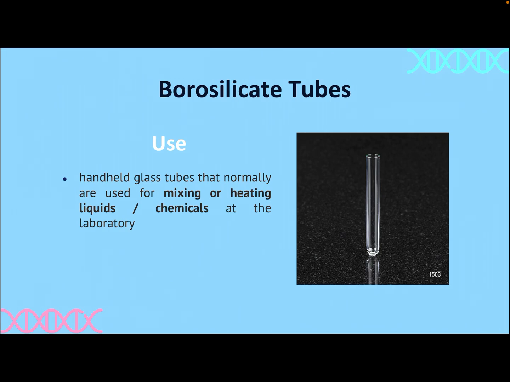Next, we have borosilicate tubes. They are handheld glass tubes that normally are used for mixing or heating liquids and/or chemicals in the laboratory. Borosilicate glass is resistant to temperature change because it does not expand like ordinary glass, and from its name, it is composed of boron and silica.